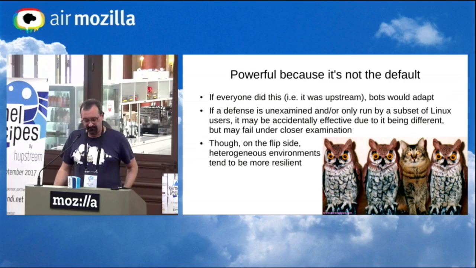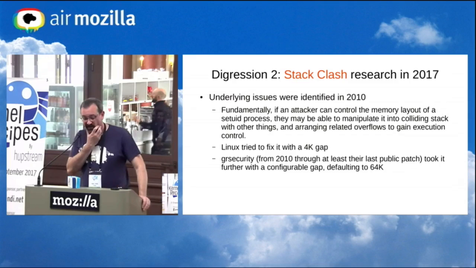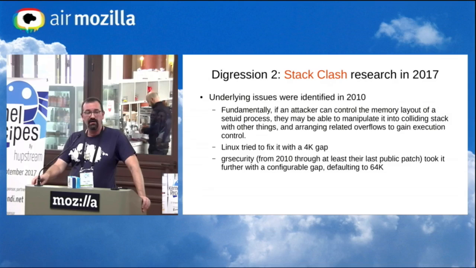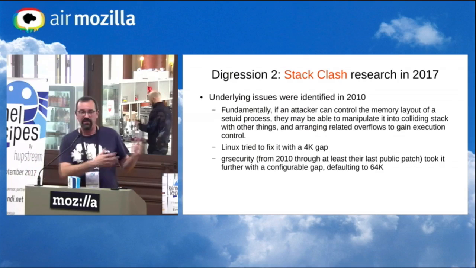Second digression is on StackClash, a recent exploit. This digression is about showing the amount of work it can take to do upstreaming. There's been a lot of folks looking at adding stuff to the Linux kernel, and they just say, hey, it's right there in the world, why don't we just take it into the upstream kernel? It's real easy, right? It's already been written.